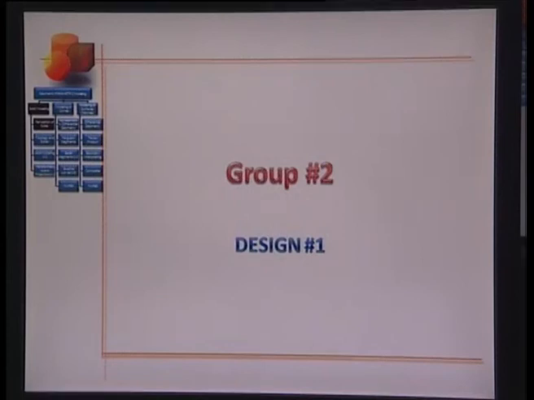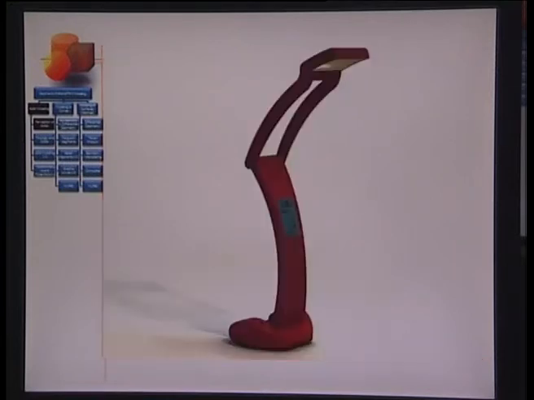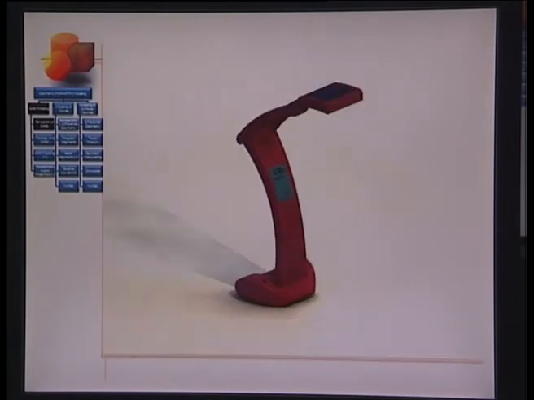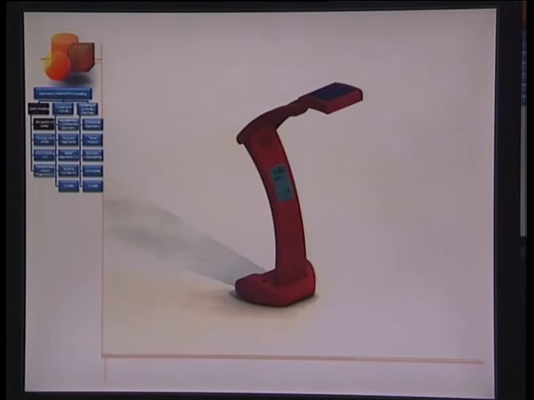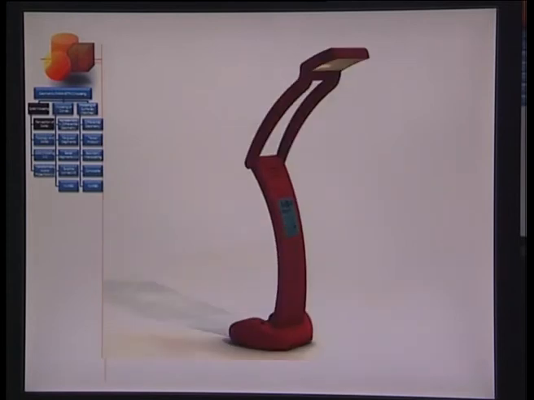Are you guys done? Group 2 could come up with only one design. This is the first view of the design. The second view, the third view, completely folded and resting over the table, I believe. The fourth view. Which view would you want to choose to describe your design? Would you like to describe all the functions?